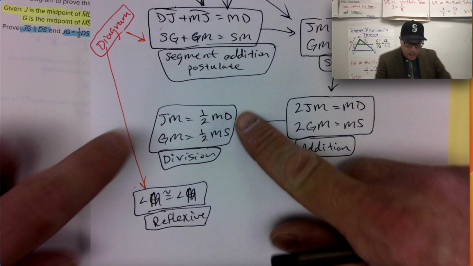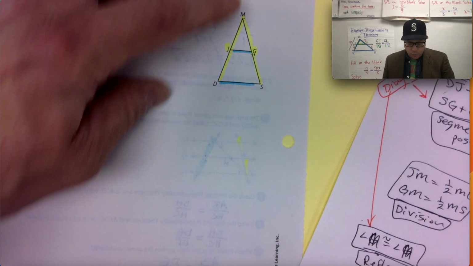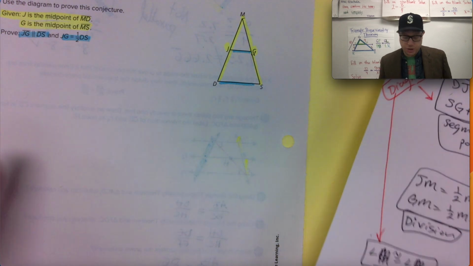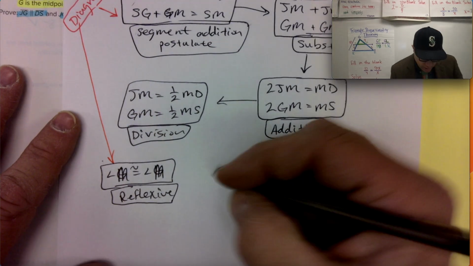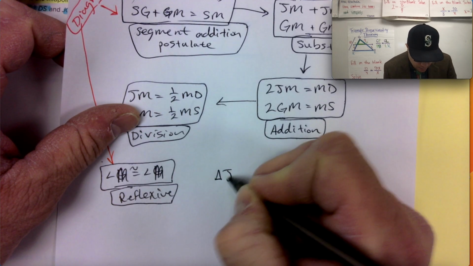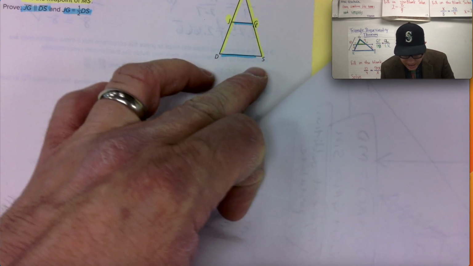Oh, these two sides. This is a proportion. So little JM to long side MD, that's a proportion. Little MG to long side MS, that's a proportion. It's 1 to 2. So we have the triangle JGM is similar to the larger triangle DSM.